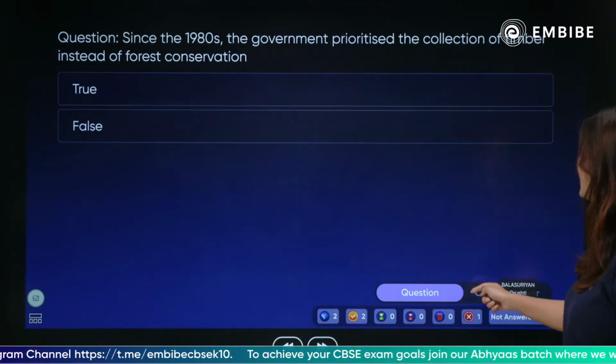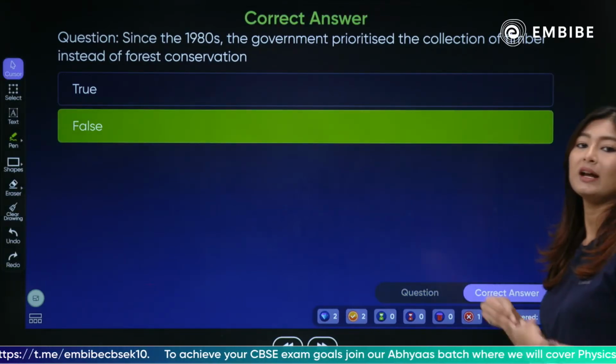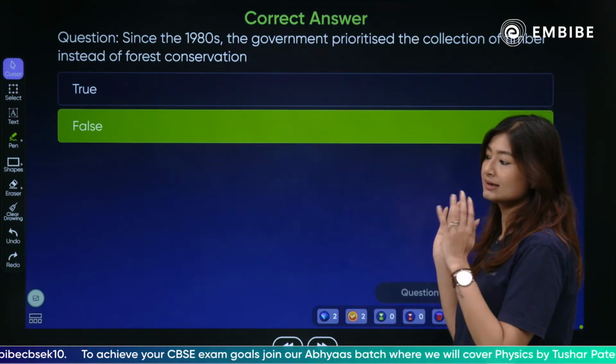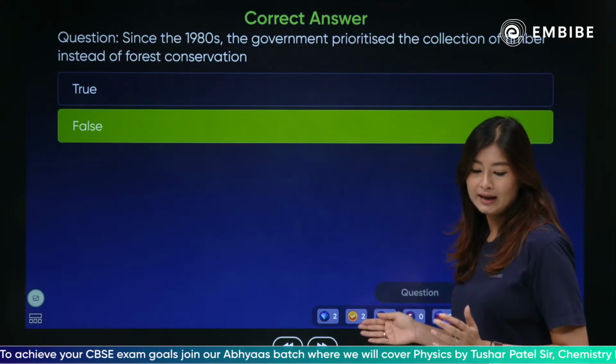The correct answer, guys, is false. It was the other way around. They were trying to protect it and not focus on collection of wood and timber.